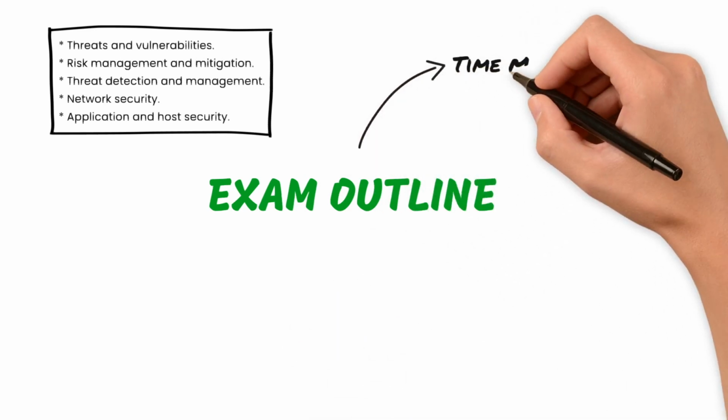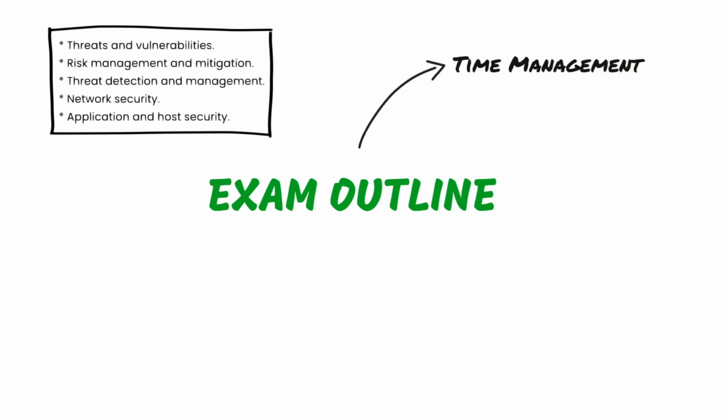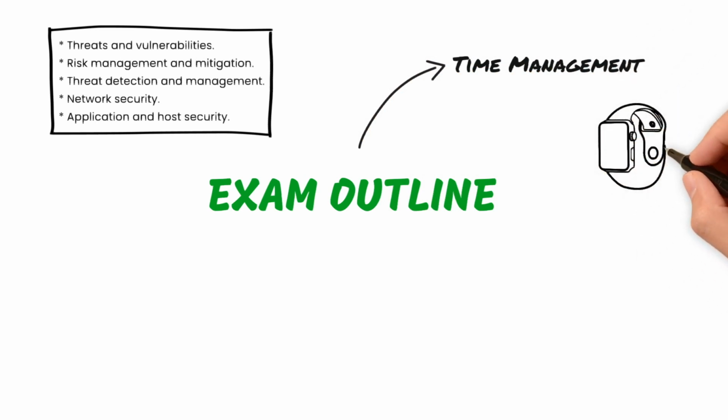Firstly, we'd like to look at time management. So exams often have time constraints, and understanding the outline will help you allocate your time appropriately for each section or topic. Because then that just means you can allocate more time to areas where you feel you're more weak, or allocate less time to areas where you feel that you're already strong because you've got some experience.